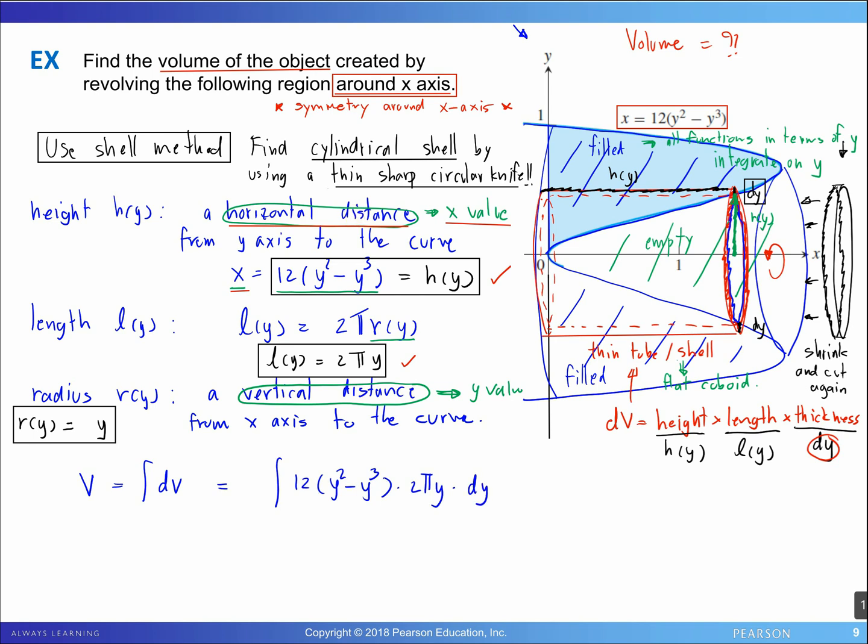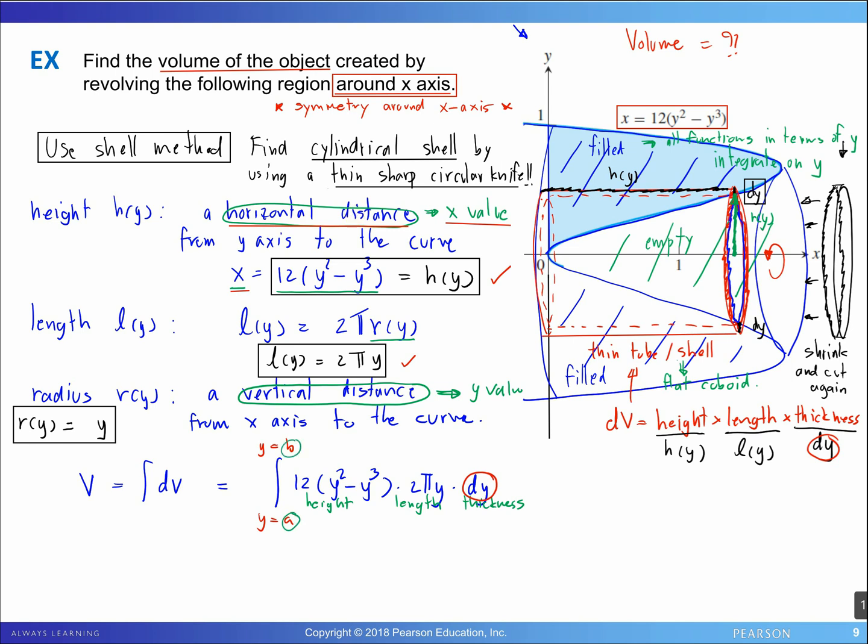So this is height, and this one is length, and last one, thickness. And now we have to integrate these terms with respect to y, dy right here. From the starting point, y equal to a, which we don't know yet, to the end point, y equal to b, which we don't know either. So let's find a and b on the graph.